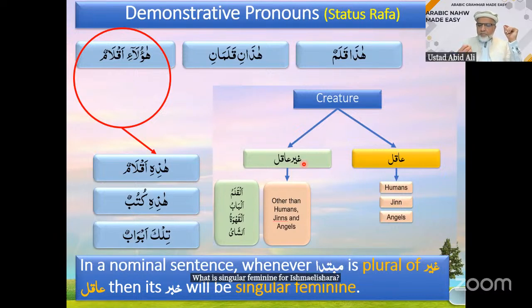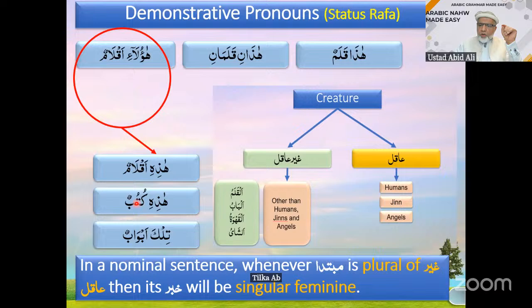Hazihi. Haza is male, singular, right? Hazihi, singular, female. So do you understand that if somebody writes haulai aklamun, that will be wrong. And you will not find haulai aklamun in the Quran. You will find it hazihi aklamun, hazihi kutubun, tilka abwabun.